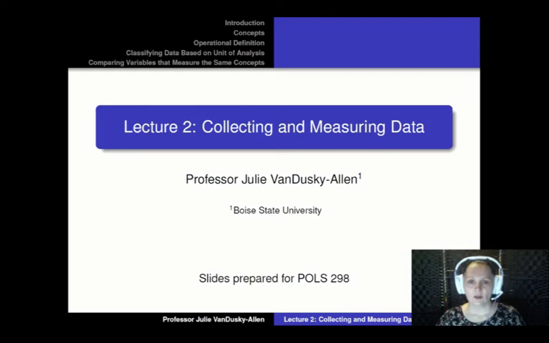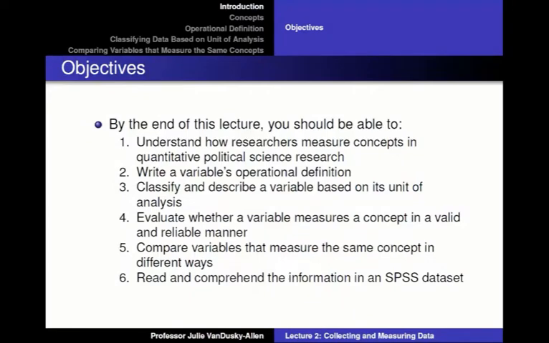This is Lecture 2, Collecting and Measuring Data. By the end of this lecture, you should be able to understand how researchers measure concepts in quantitative political science research, write a variable's operational definition, classify and describe a variable based on its unit of analysis, evaluate whether a variable measures a concept in a valid and reliable manner, compare variables that measure the same concept in different ways, and read and comprehend the information in an SPSS dataset.